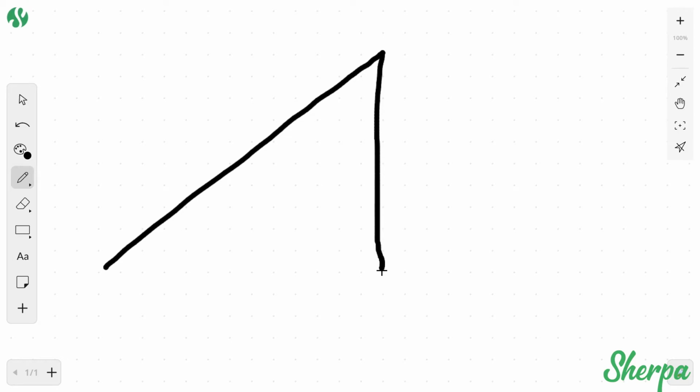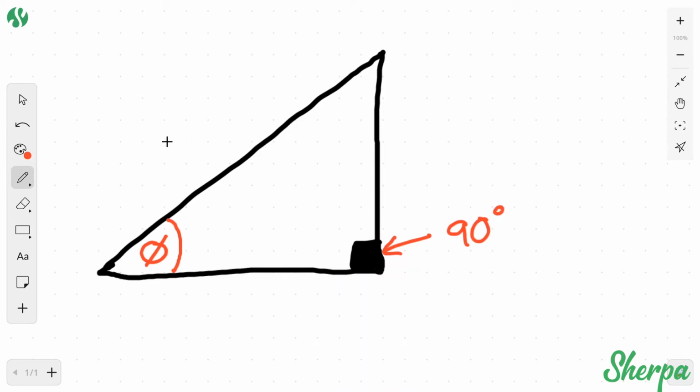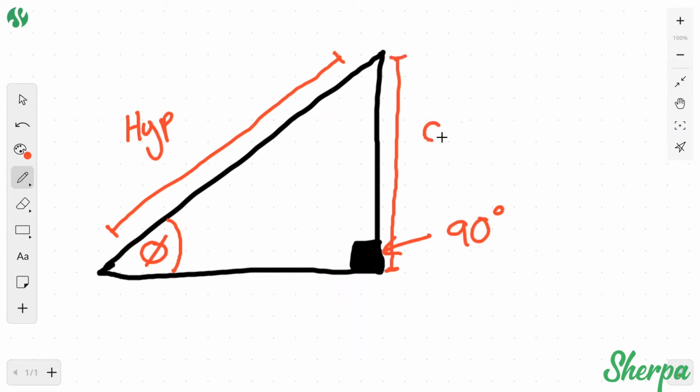All of the triangles we're going to learn about today use right angles. This means there's a right angle within the triangle and that there is also an angle theta. Alongside this, you have the long edge, which is called the hypotenuse. You have the edge that is opposite angle theta, called the opposite, and between angle theta and the right angle, you have the adjacent edge.